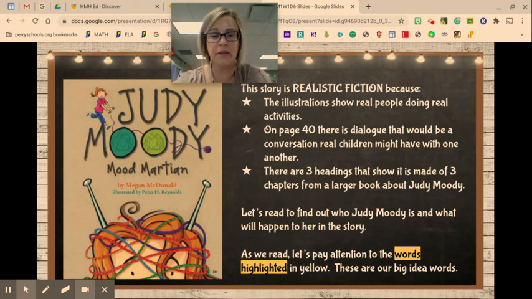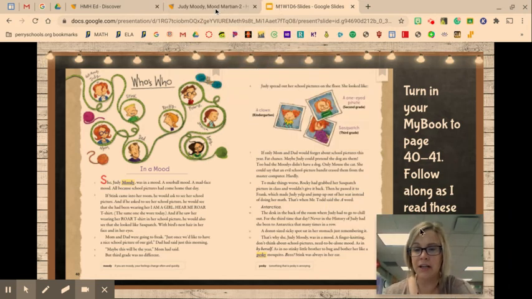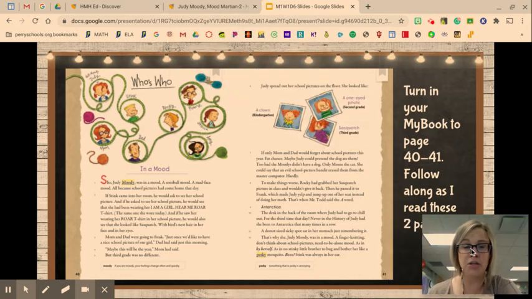We're just reading 3 of those chapters. So let's read this book and find out what happens in her story. As we're reading, you might want to pay attention to those words highlighted in yellow. Those are some of our big idea words that we are going to explore a little bit more. So I'm going to move this here. I want you to turn in your My Book to page 40 and 41, and then follow along as I read this.